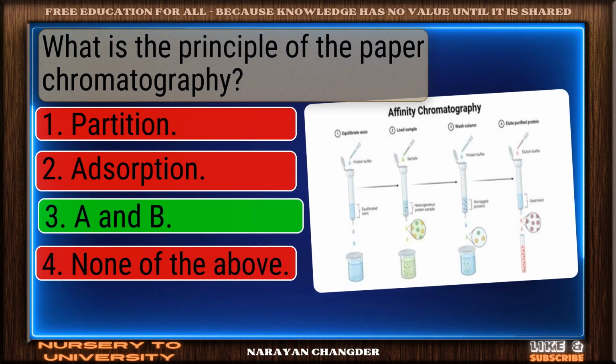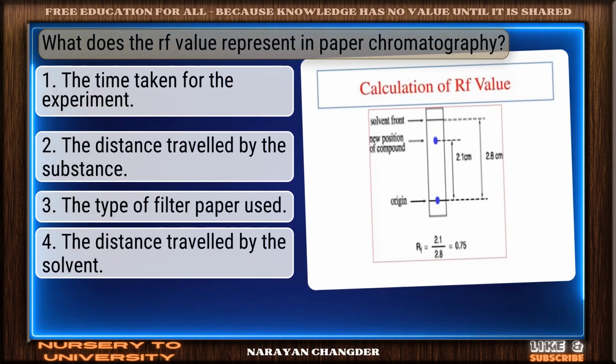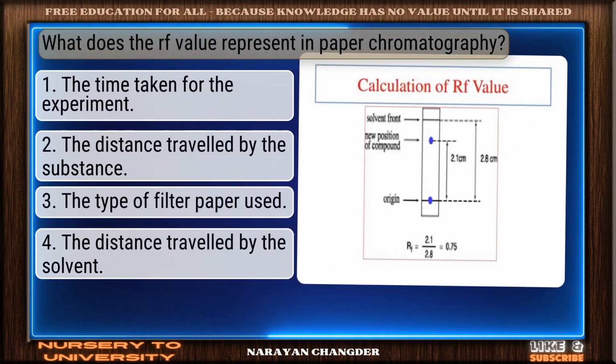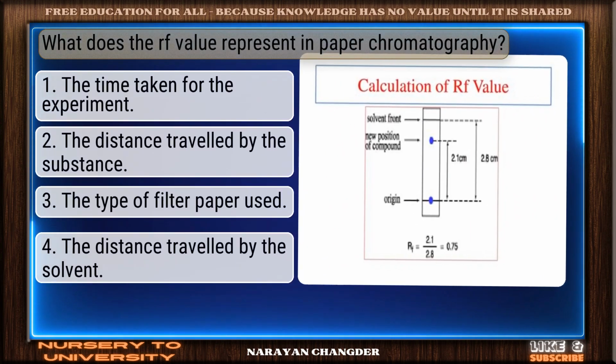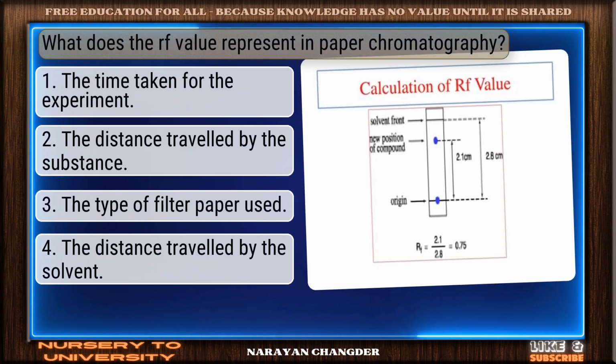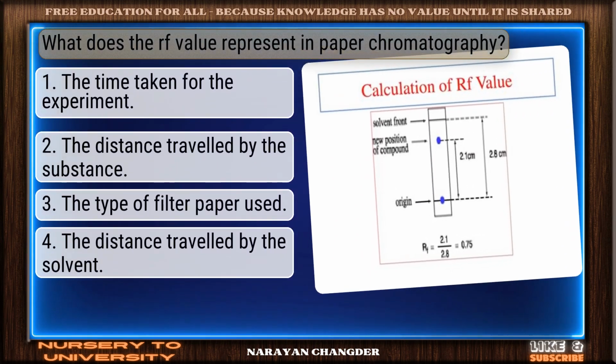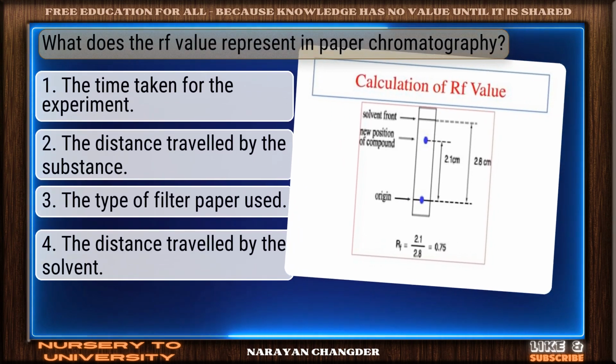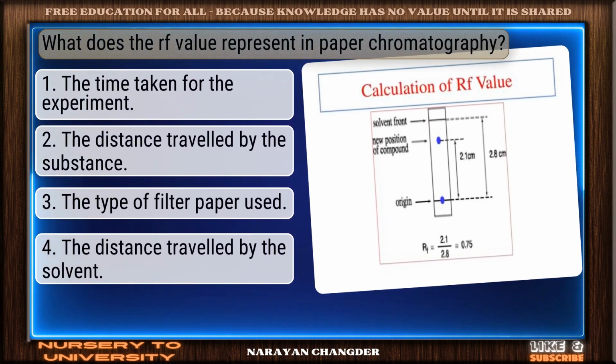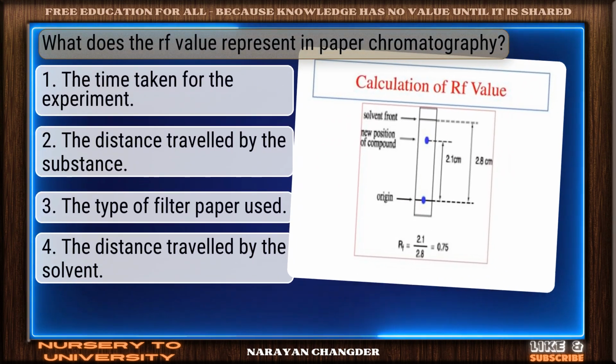Good job, A and B. What does the Rf value represent in paper chromatography? Option 1. The time taken for the experiment. Option 2. The distance traveled by the substance. Option 3. The type of filter paper used. Option 4. The distance traveled by the solvent.